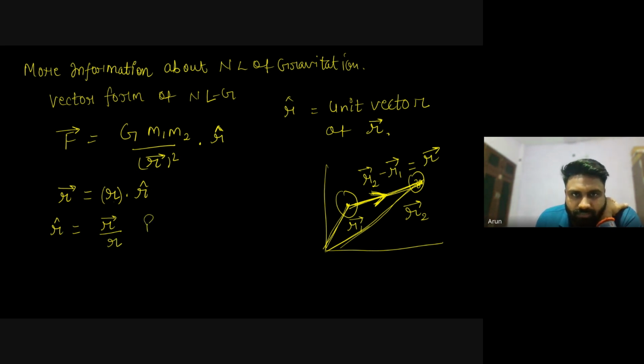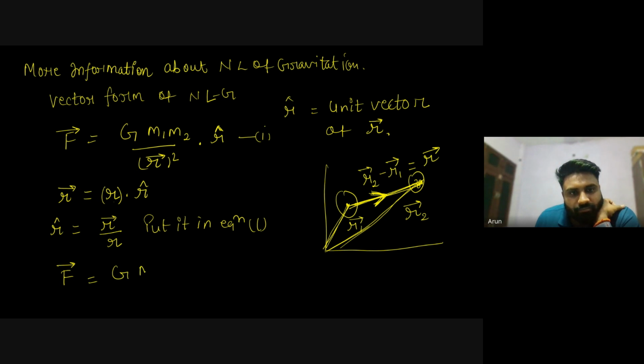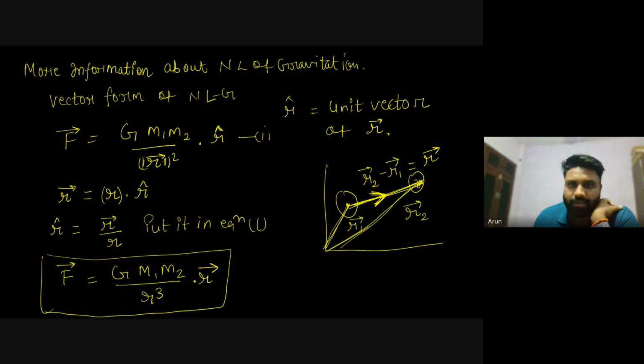So if you put it in equation 1, the F vector will become G m1 m2 divided by r cube, dot r vector, because r cap is r vector by r. So this r will multiply with this r square, and it will become r cube. So these are two forms of vector representation of Newton's law of gravitation.